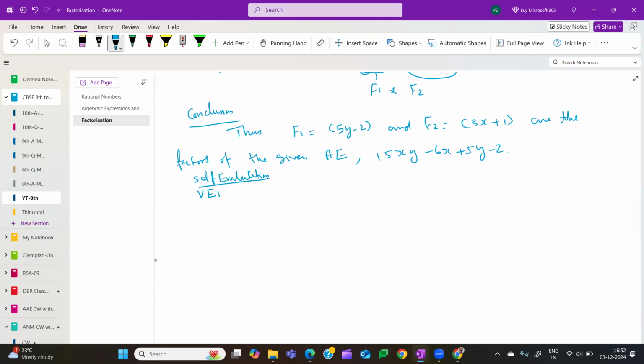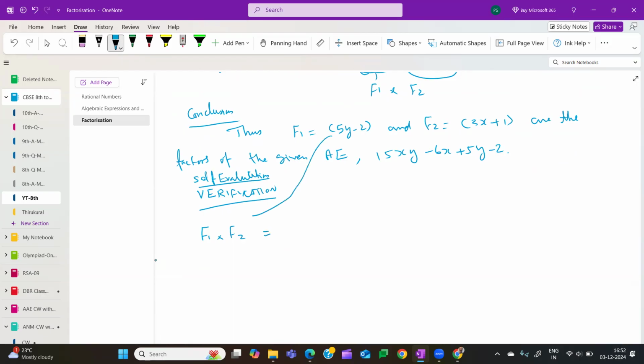That means we need to verify this. Verification. How to verify this? So now we need to find, when we multiply all the factors, are we getting the original algebraic expression or not? So f1 into f2, we have found two factors. When we multiply that, what is f1?